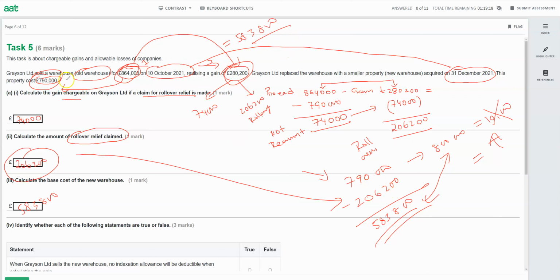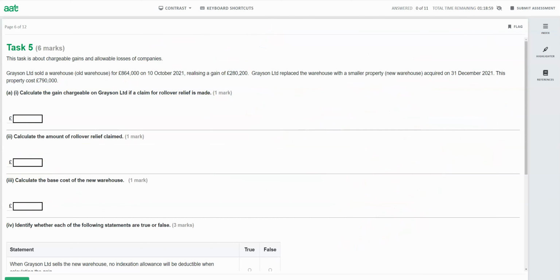What we'll do, we need to find the cost for the new property and minus how much we claim for the rollover, and that will be now our base cost, and that's it. So this is the first question for A. Now we move to the next section for the B.